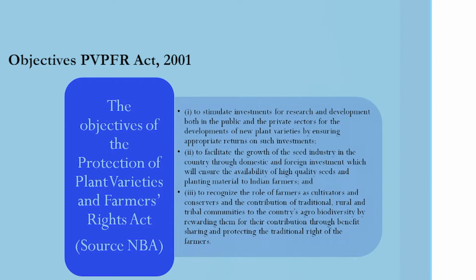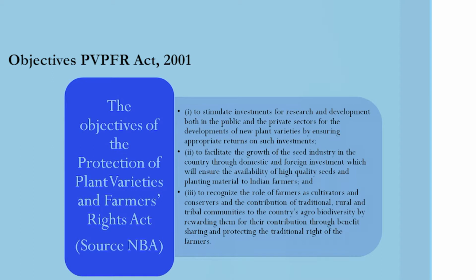So, the objectives of plant variety protection under the Indian Act are, first, to stimulate investment for research and development, both in the public and the private sector, for development of new varieties by ensuring appropriate returns on investment; second, to facilitate the growth of the seed industry in the country through domestic and foreign investment, which will ensure the availability of high quality seeds and plant material for Indian farmers; and third, to recognize the role of farmers as cultivators and conservers and the contribution of traditional, rural and tribal communities to the country's agrobiodiversity by rewarding them for their contribution through benefit sharing and protecting the traditional rights of farmers.